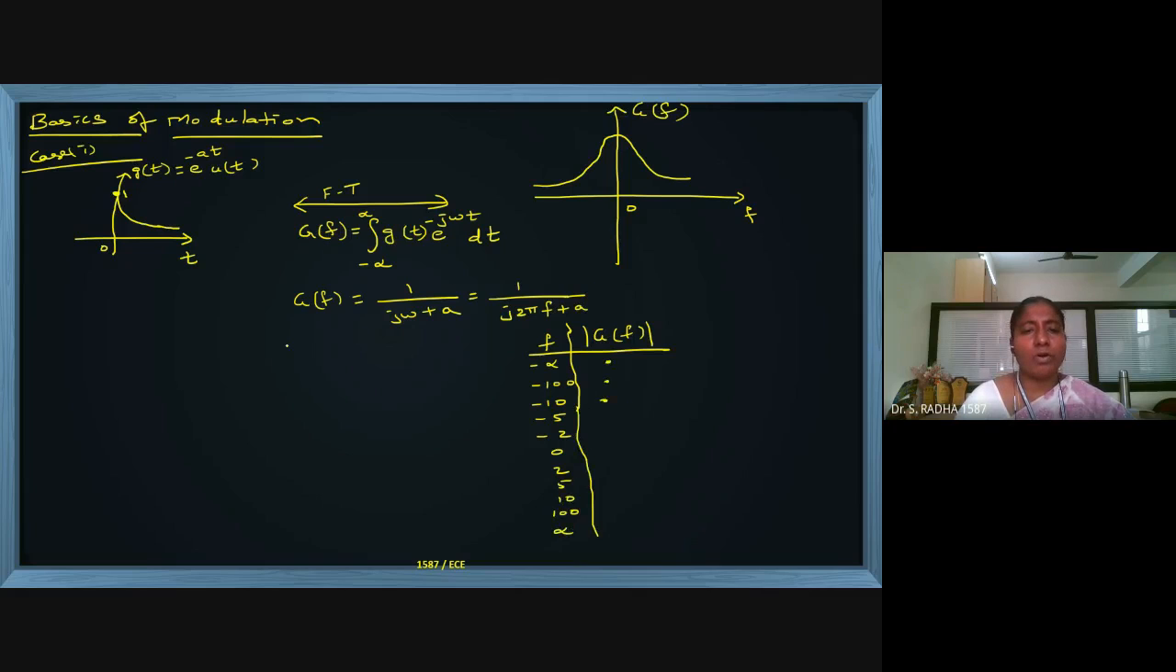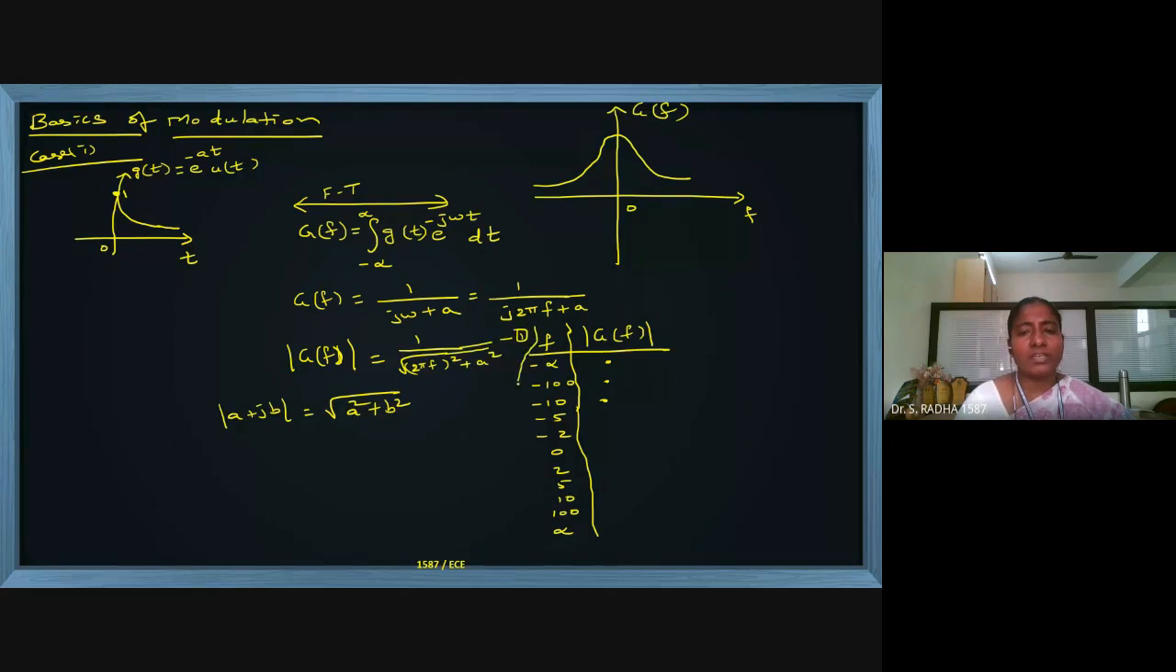How to calculate mod of g of f? The modulus of a plus jb is nothing but the square root of a square plus b square. All this you know from plus 1 and plus 2 itself. Now in the numerator I have 1, so the modulus is 1. In the denominator I have j 2 pi f plus a, so it will become omega square plus a square under the root. Otherwise, in the place of omega, you can write 2 pi f whole square plus a square. Now this is equation 1.